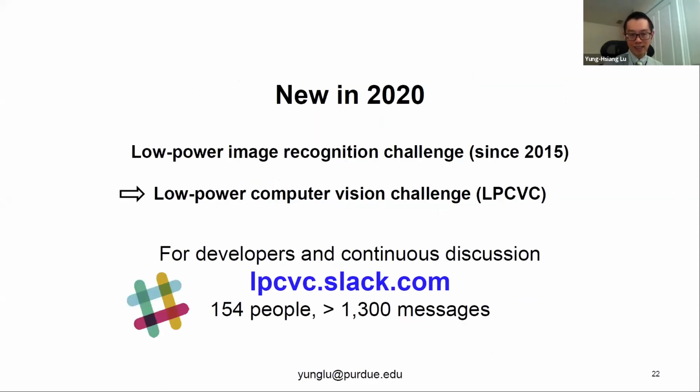This is actually the 6th year of the competition. Between 2015 and 2019, we had only image recognition. And in this year, we add video, so we renamed it the Low Power Computer Vision Challenge. Again, please join the Slack channel for discussion.